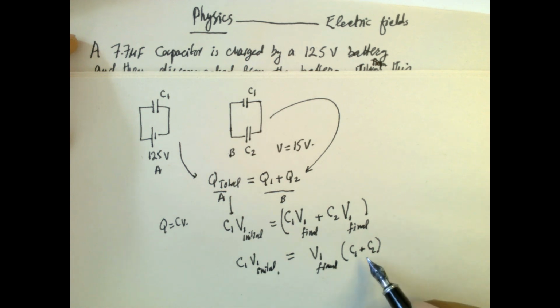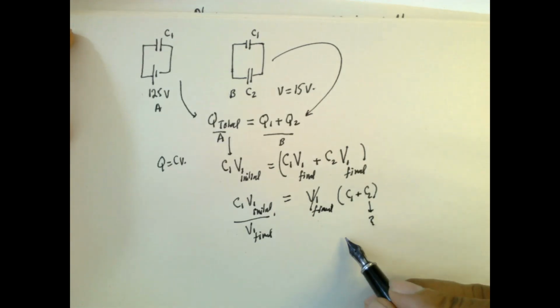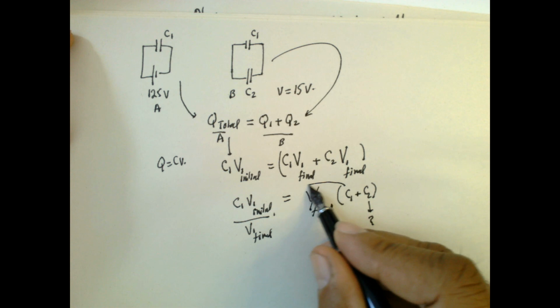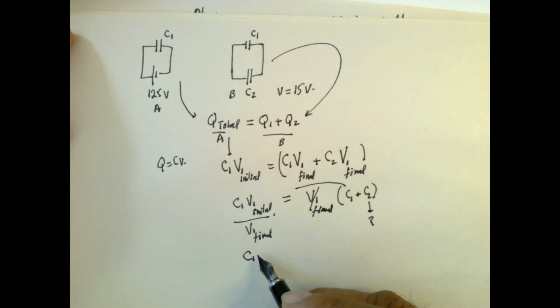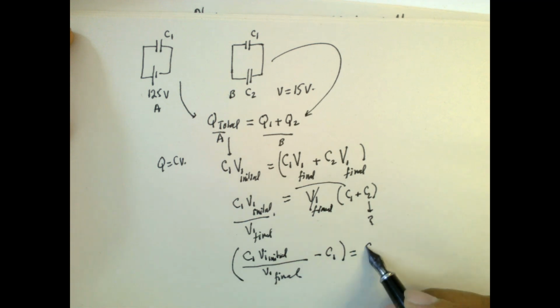So from here we have V1 final, this cancels. Now we have to find C2. So C2, this will go on the other side. So C1 V1 initial over V1 final minus C1 is equal to C2.